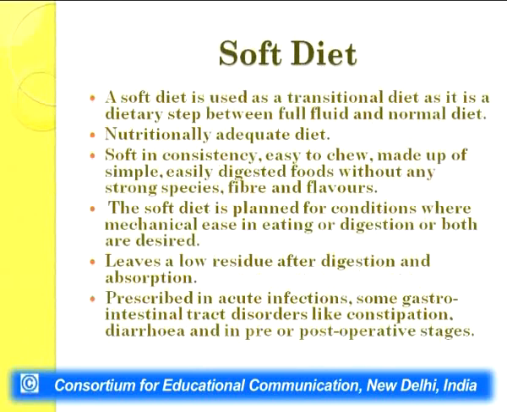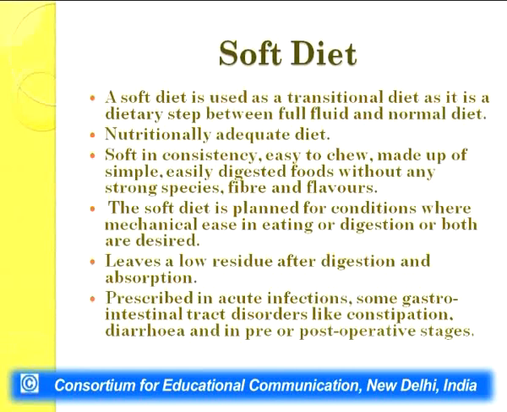There are two types of diets, soft diet and liquid diet. Soft diet is used as a transitional diet, as it is a dietary step between full fluid and normal diet. It is a nutritionally adequate diet, soft in consistency, easy to chew, made up of simple, easily digested foods without any strong spices, fibers and flavors. The soft diet is planned for conditions where mechanical ease in eating or digestion or both are desired. It leaves a low residue after digestion and absorption, so it is easy to digest.